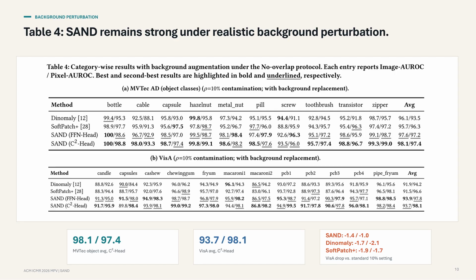SAND obtains the highest average on MVTec object classes with the C-squared head. On Visa, all methods suffer from background perturbation, but SAND shows a smaller performance drop than Dynomaly and SoftPatch Plus. This suggests that region-aware retrieval and purity-aware weighting help stabilize detection when background evidence becomes less reliable.